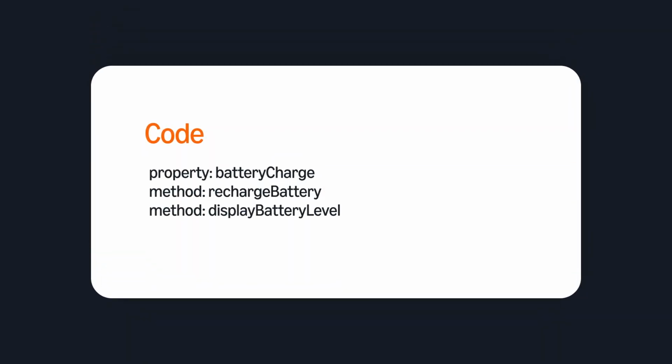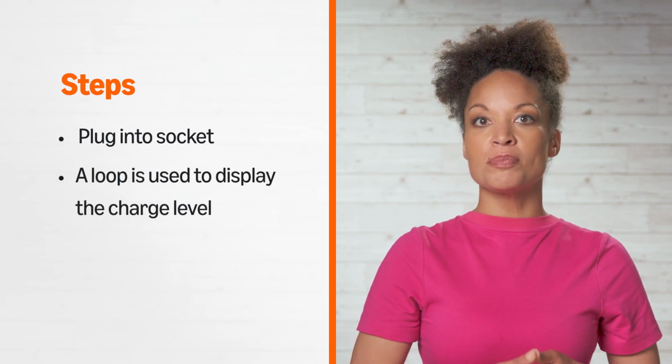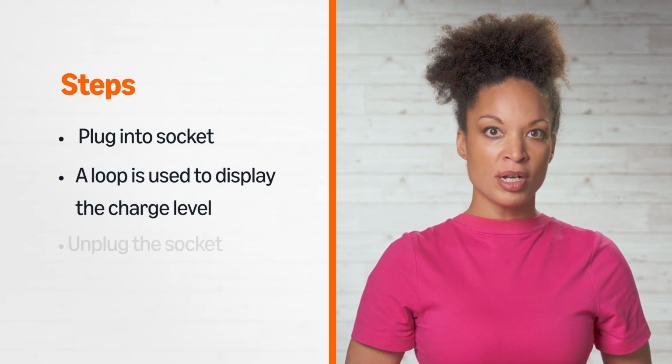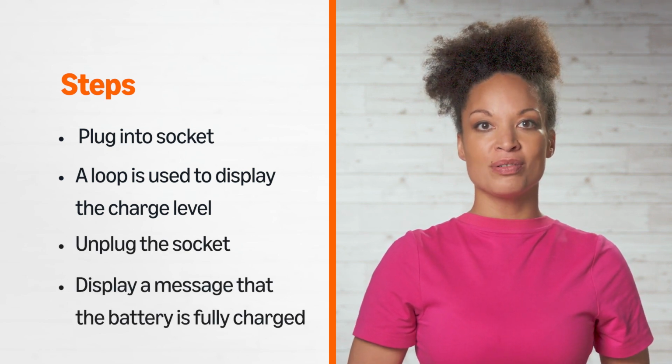The code consists of a property called battery charge, a method, recharge battery, and another method, display battery level. Let's start with the method, recharge battery. Specific steps lie within the method. For example, plug into a socket. A loop is used to display the charge level, unplug the socket, and display a message that the battery is full.